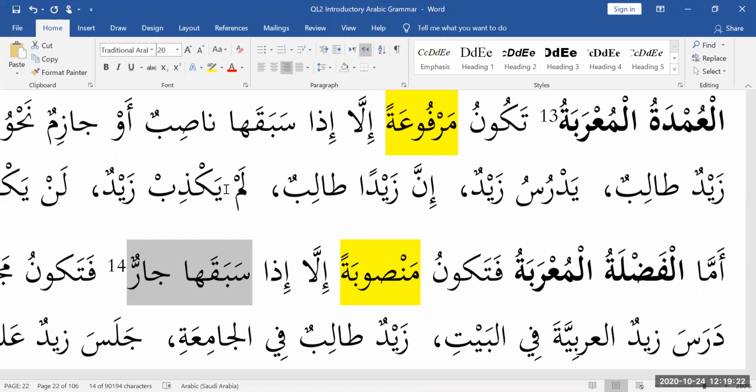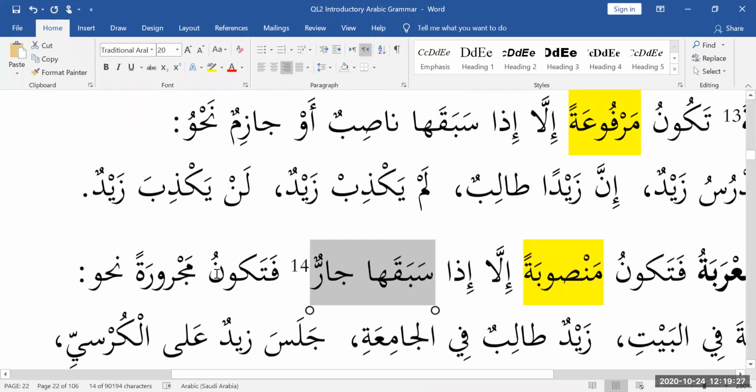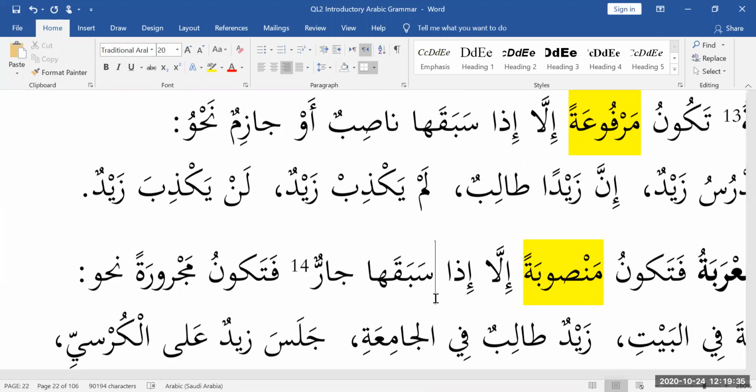Okay. And the examples of jar will become clear as we take more lessons. But the most obvious example is prepositions. We did a lot of prepositions in Easy Intro to Arabic, Book 2. The prepositions were an, min, fi, ila, ala, al-ba, wal-lam, wal-kaf, and hatta. These prepositions are all jar. They are called huruful jar. They cause the following word to enter into jar state. Fatakunu majrura. So then it becomes, as a result of it, majroor. Examples.